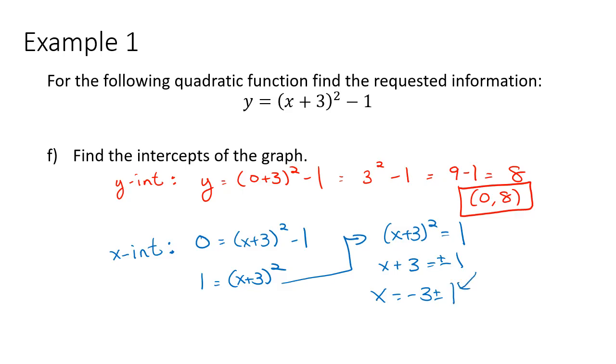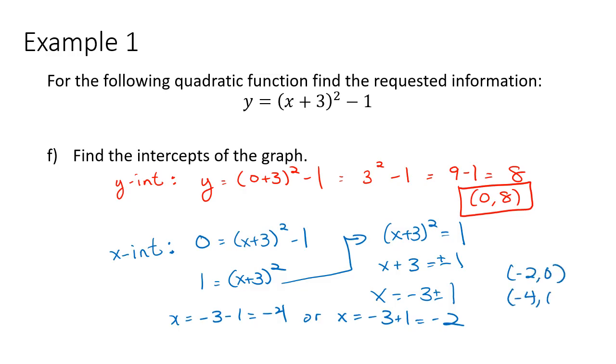Now, if there were square roots in this answer, I would leave it as is because it wouldn't simplify, but because it's not, you're expected to break up the plus or minus sign. So let's think about this. We've got two answers. We've got -3 minus 1, which would give us -4, or we have -3 plus 1, which would give us -2. As ordered pairs, these would have y values of 0. So we would have the ordered pairs -2, 0, and -4, 0.